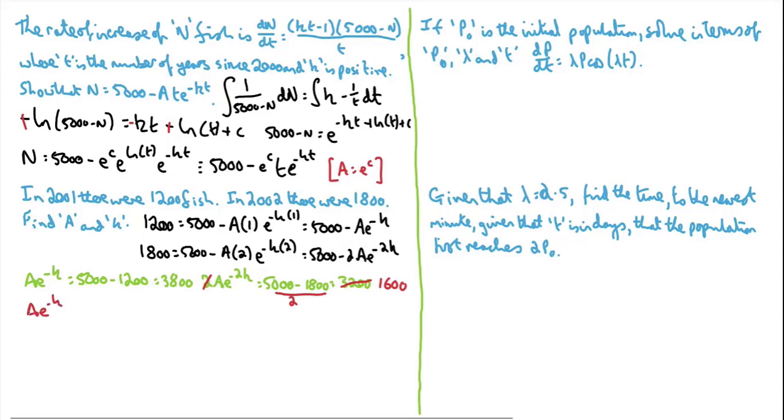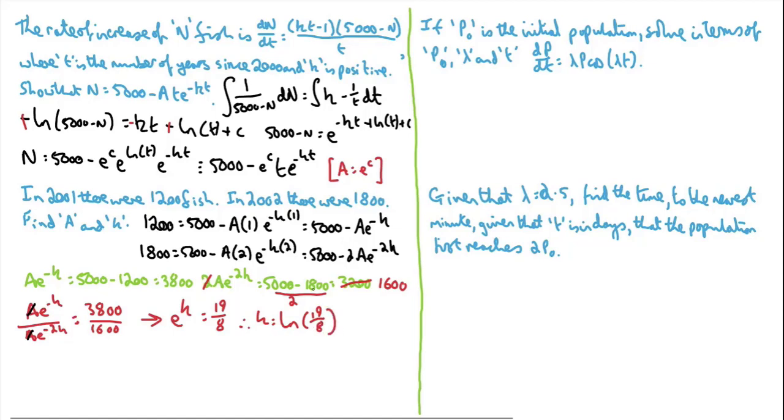So ae to the minus k divided by ae to the minus 2k equals 3,800 divided by 1,600. Well, here the a is going to cancel with the a, hence why we divided. And then here, e to the minus k divided by e to the minus 2k is going to come back around to just be e to the single positive k, because it's minus k minus minus 2k, and that will equal 19 over 8. Therefore, k equals the natural log of 19 over 8.